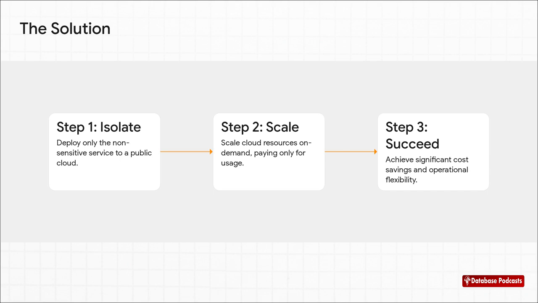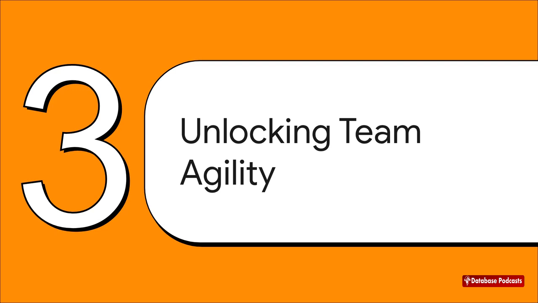So, step one, they deploy only that one service to a cheap, flexible public cloud. Step two, they can scale it up and down whenever they need to, only paying for what they actually use. And step three, the result is a huge drop in costs and a massive boost in flexibility. It's a perfect example of the direct financial win from this one principle. But the benefits go way beyond just servers and saving money.